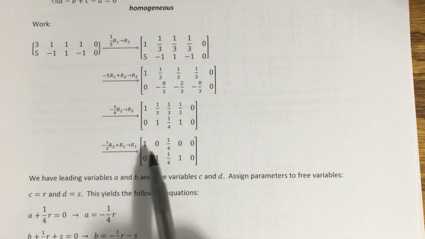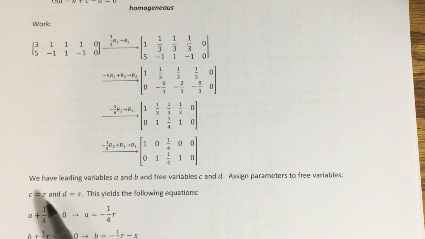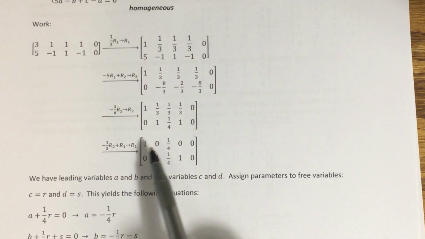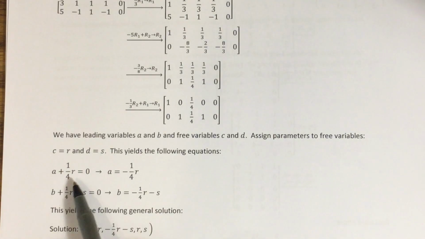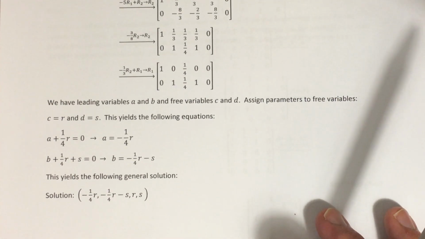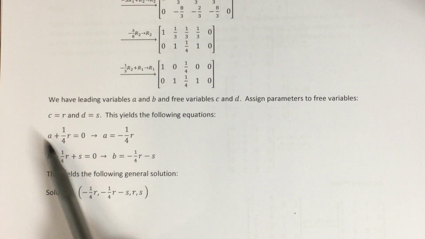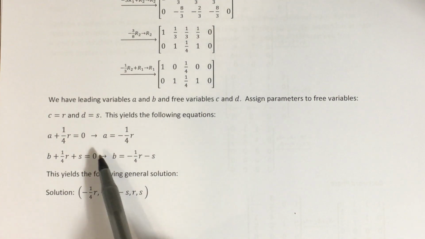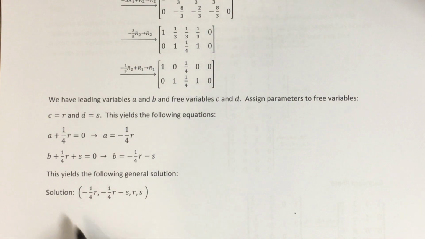Next thing that we do is we take the two rows and rewrite them as equations, but replacing C and D with these parameters. So normally this equation right here would say A plus 1/4 C equals 0. But I'm going to replace the C with an R because that's the parameter that I'm using for C. Then what I can do is solve this for A. A is equal to -1/4 R. Notice A is not just a single real number. Because we have an infinite number of solutions to this system, it's represented parametrically.